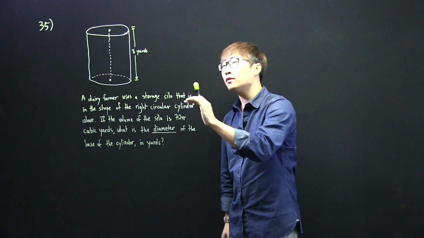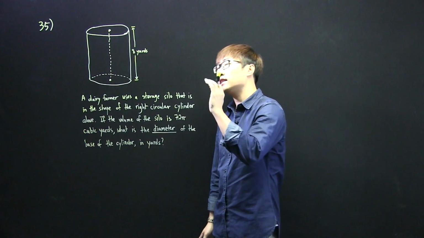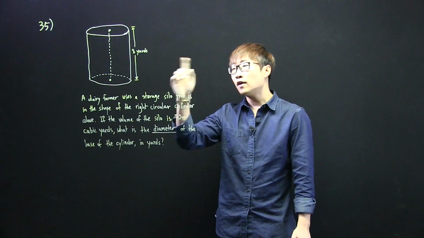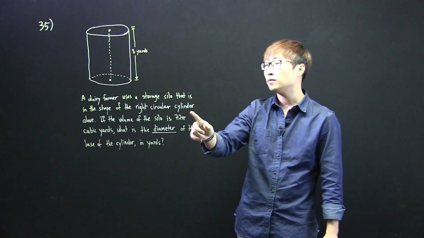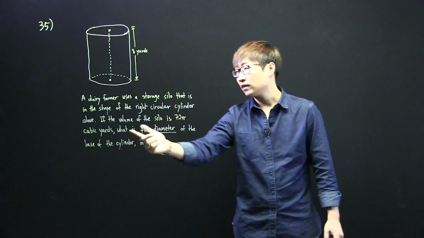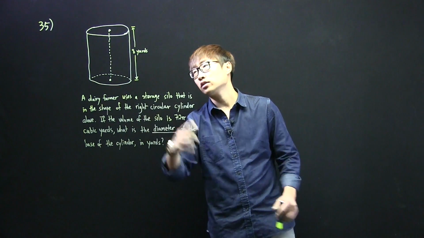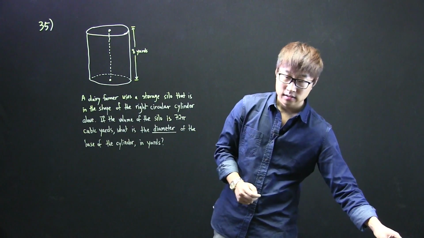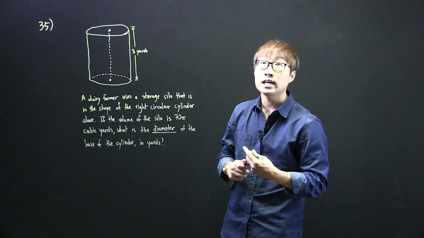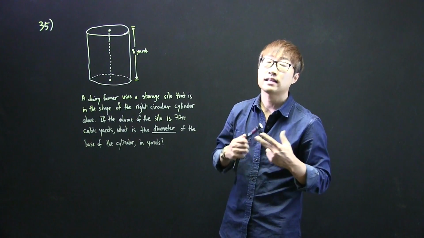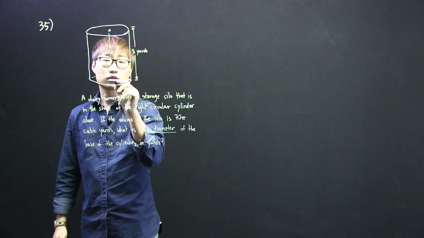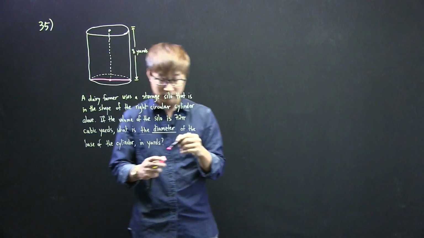Number 35. A dairy farmer uses a storage silo that is in the shape of the right circular cylinder above. If the volume of the silo is 72 pi cubic yards, what is the diameter of the base of the cylinder in yards? So we are looking for what? The diameter. And you see how it's underlined? A lot of people will find a radius and just put that down as the answer. Please be careful. It's even underlined over there, right? So we're looking for this diameter.